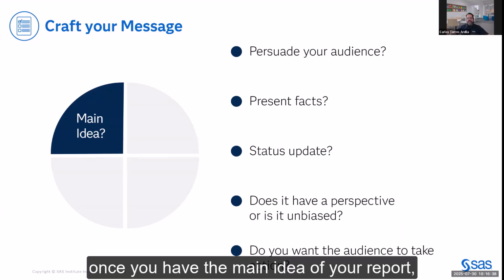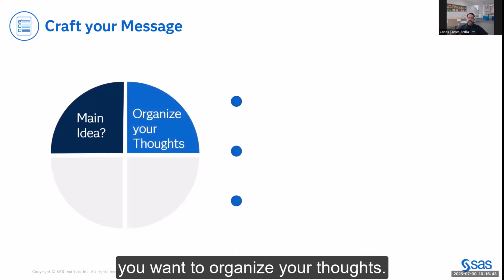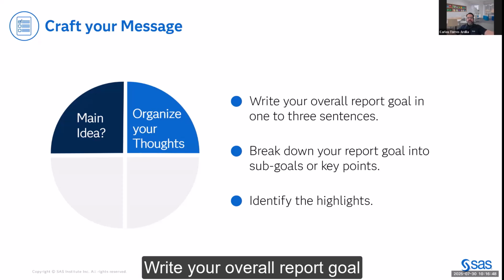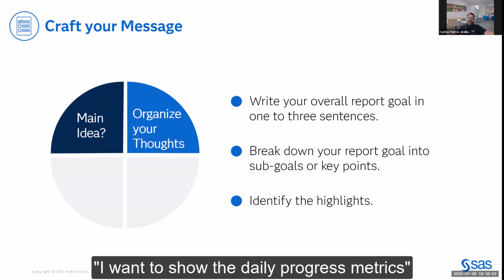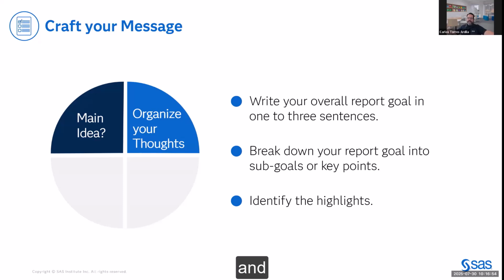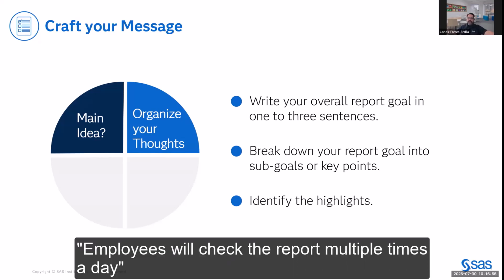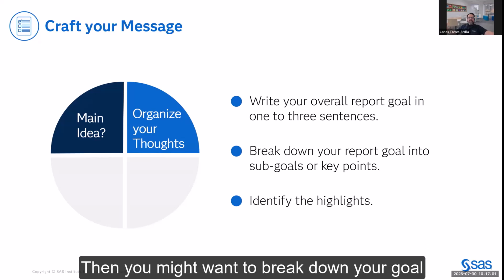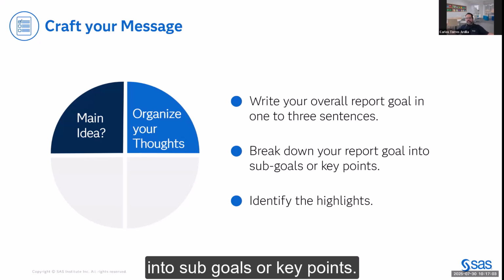Then once you have the main idea of your report, you want to organize your thoughts, write your overall report goal in 1 to 3 sentences. For example, I want to show the daily progress metrics, and employees will check the report multiple times a day. Then you might want to break down your goal into sub-goals or key points. This information will determine your content.